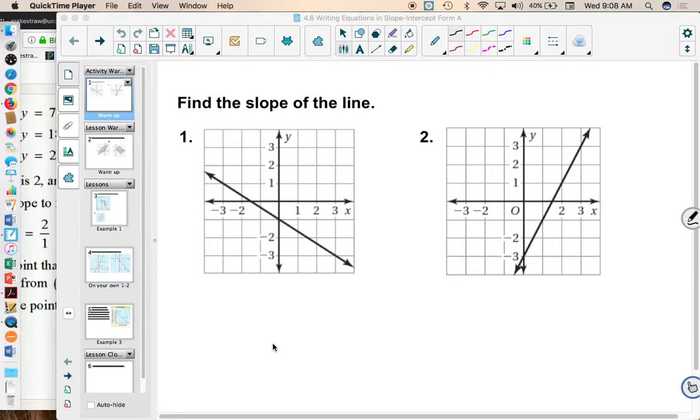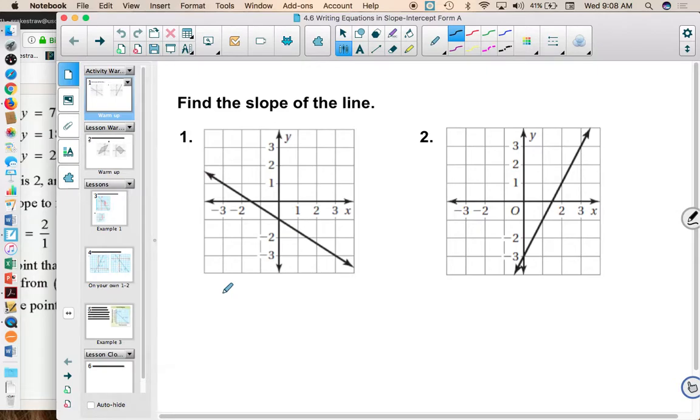of the line there in number 1? You guys have it there where you can see it. So what is the slope of that line? Joey. Negative 2/3. Joey says it's a negative 2/3.